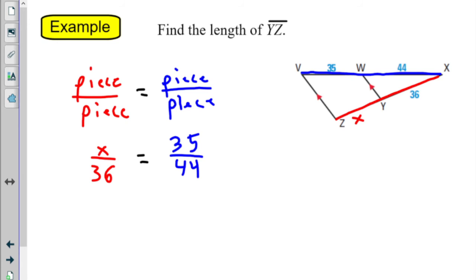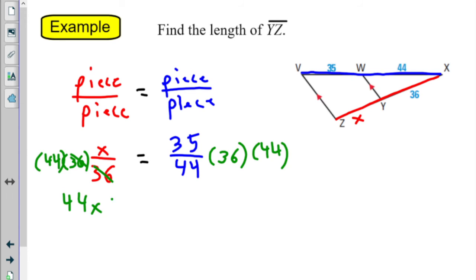Multiply to get rid of your fractions. So over on the left side, I have a 36 on the bottom, so I'm going to multiply by that on both sides to get rid of my fraction. Over on the right side, I have a 44 on the bottom, so I'm going to multiply by 44 on both sides to get rid of my fraction. 36 is canceled. No more fractions. So we have 44x. Over here, 44 is canceled. No more fractions.